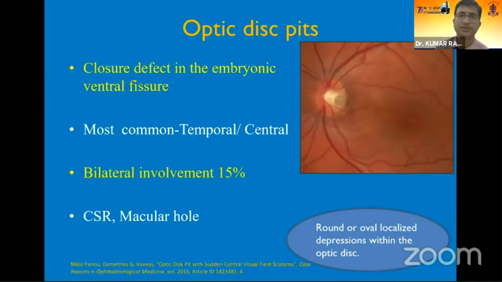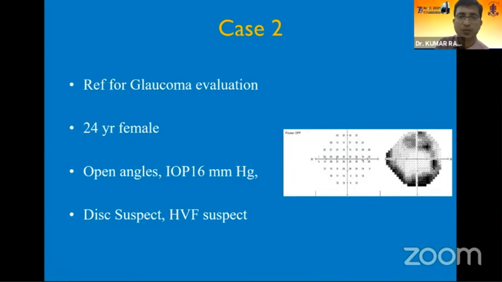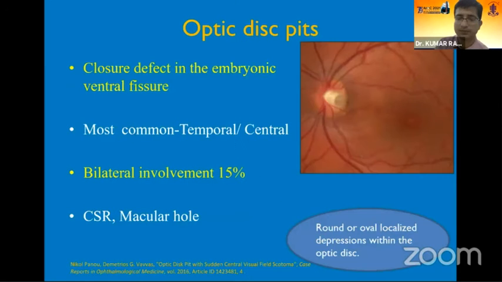So these pits are mainly because of closure defects in the embryonic fissure. They can be bilateral, mainly they are in temporal and central areas, and sometimes they can be associated with CSR. Here you can see that the FR is dull, so the patient had previous CSR, and they may have macular holes also. So instead of glaucoma, he requires more of retina intervention. Sometimes they can have CSR, so they may require vitrectomy or lasers also.